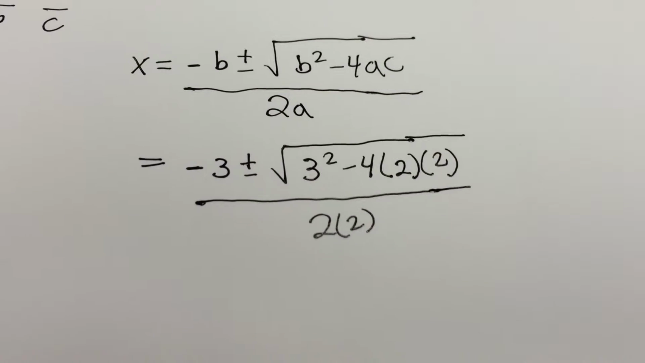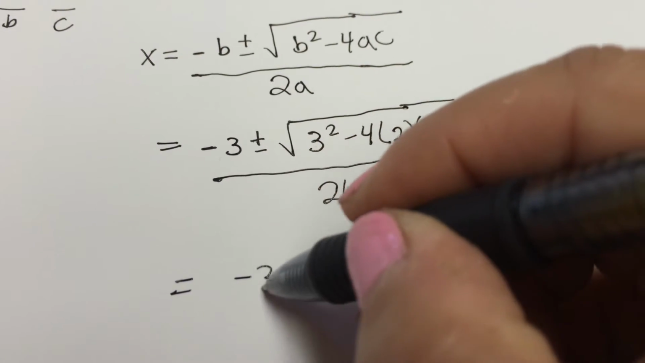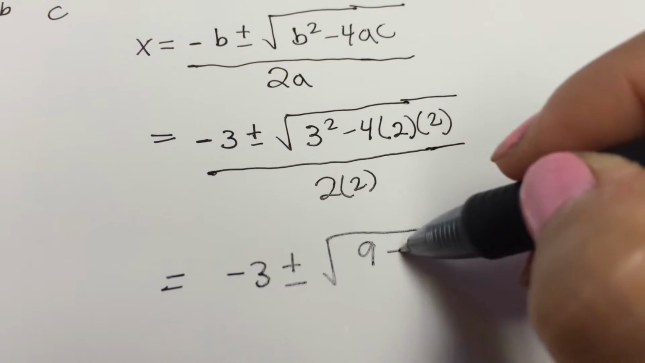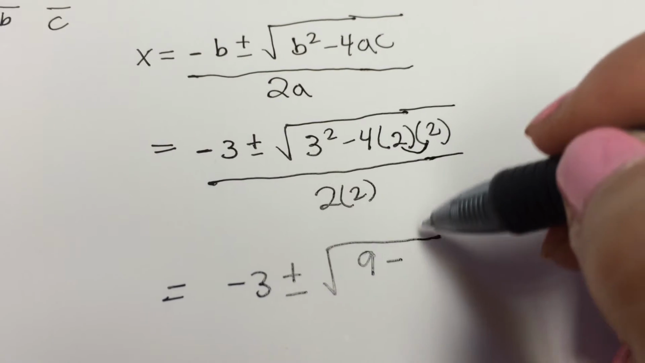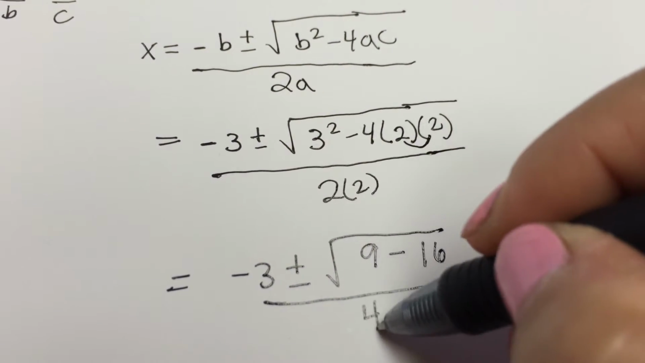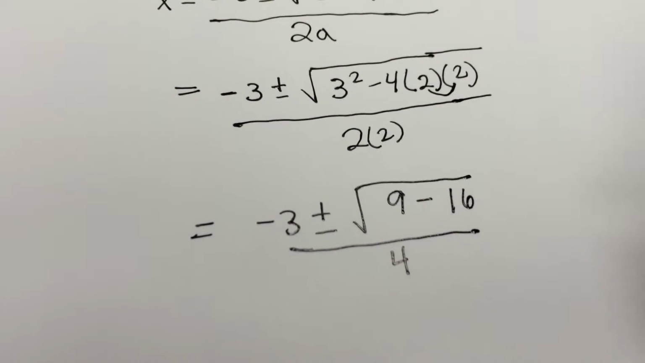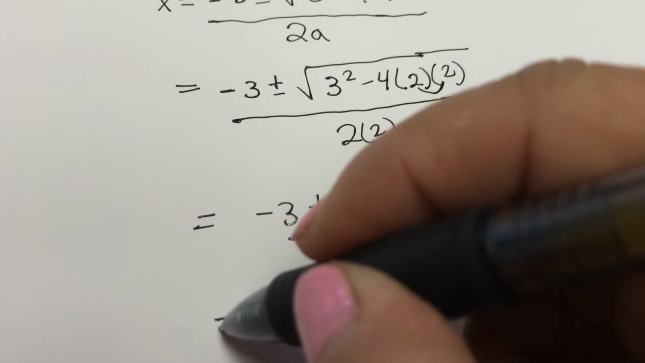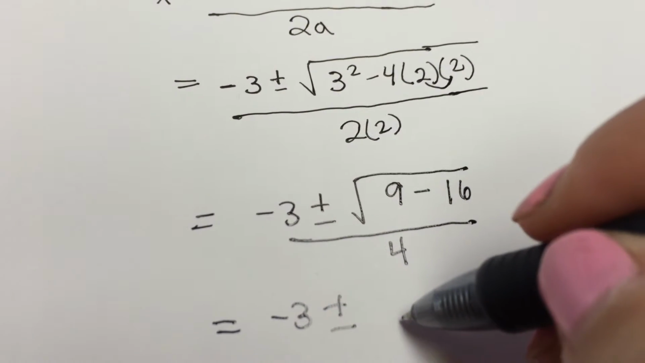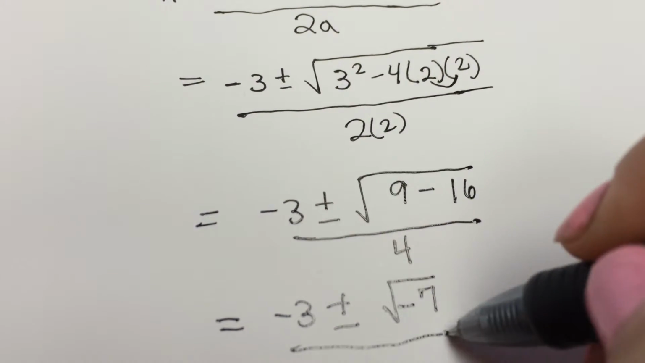Okay, so let's continue on. So then I'm going to simplify this. So I have negative 3 plus and minus. This is going to give us 9 minus, and this is 4. 4 times 4 is 16, right? All over 4. So then 9 minus 16 will give me a negative number. Okay, so negative 3 plus and minus the square root of negative 7, right, all over 4.